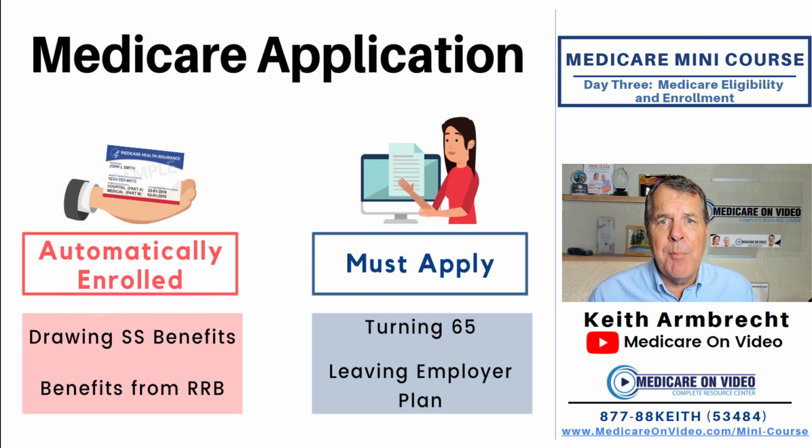So, Medicare applications. You're automatically enrolled if you're already drawing Social Security when you turn 65, because they're going to assume if you're drawing Social Security, then you're probably not working. So they're going to start your Medicare A and Medicare B, or if you're getting your benefits from the railroad. If you are not, then you must apply. If you're going to come into Medicare at age 65, you have to contact Social Security and let them know you want your Medicare to start.